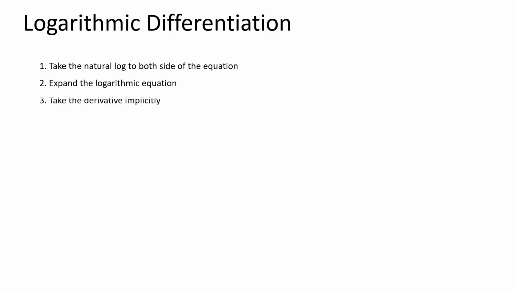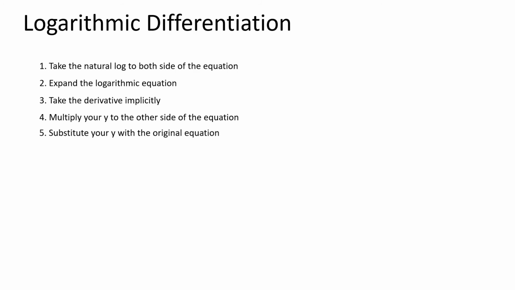Now to summarize the logarithmic differentiation method, your first step will be taking the natural log to both sides of the equation, and then expanding the logarithmic equation if necessary. After that, you will take the derivative implicitly, then multiply your y to the other side of the equation, so you could have it as y prime equal to an equation. Substitute your y with the original equation that you started with. And the last step will be simplified by distributing your y. And that's how you take the derivative using logarithmic differentiation.